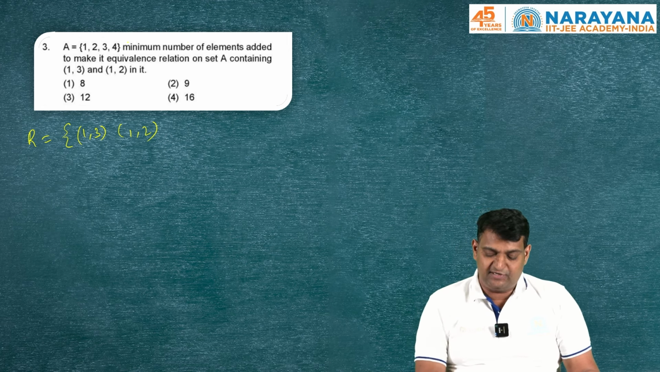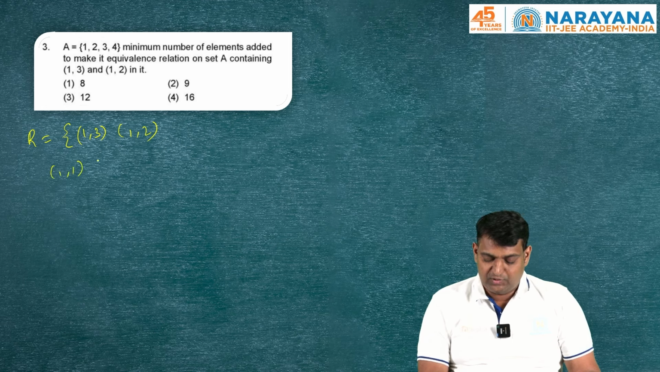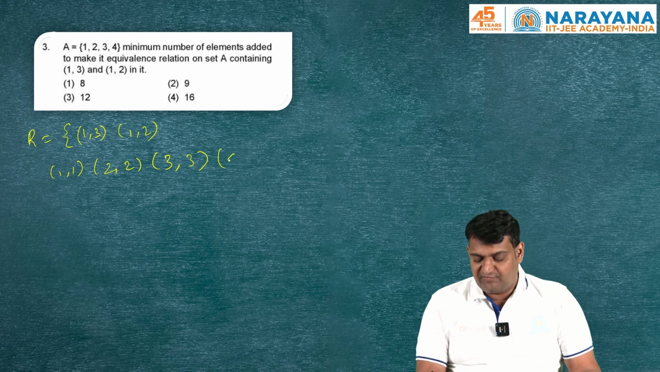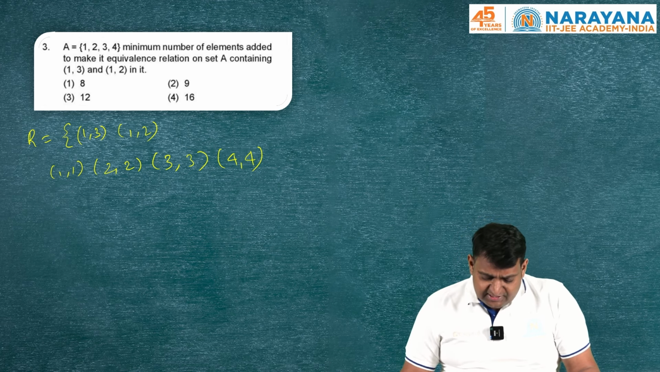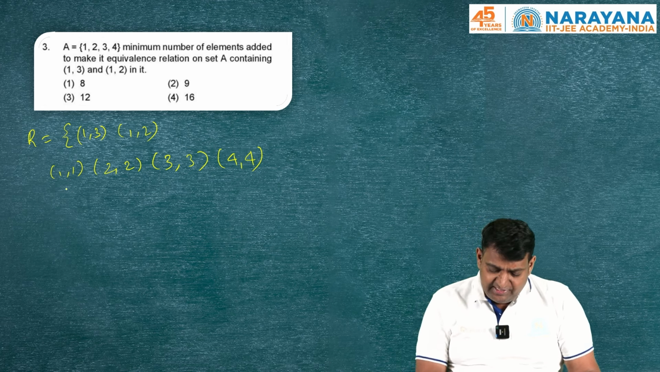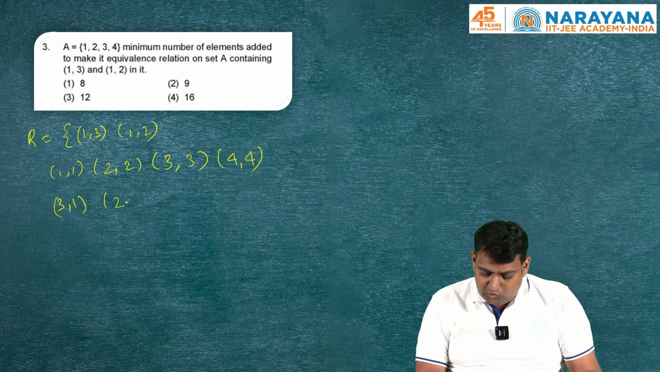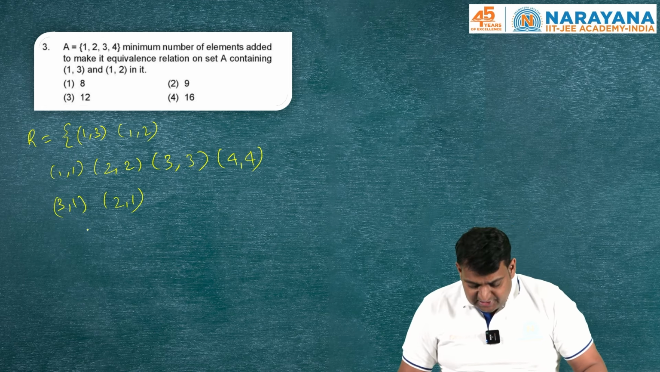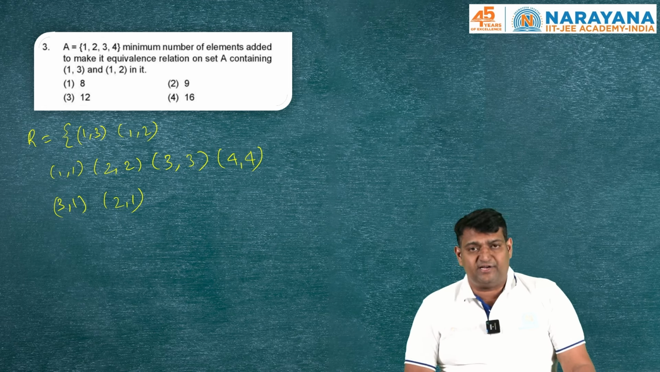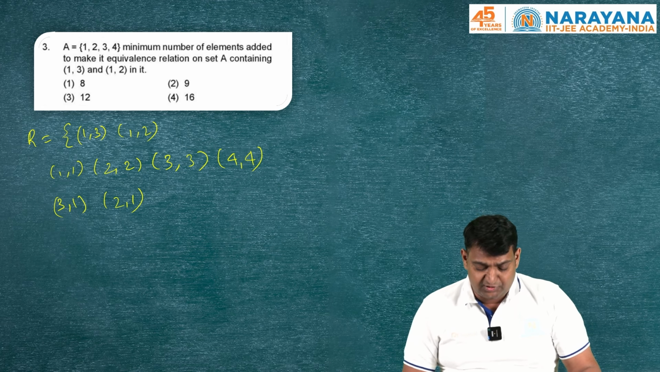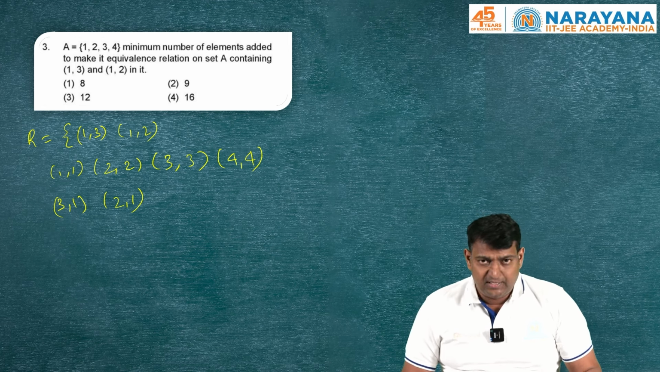So in A = {1, 2, 3, 4}, (1,1), (2,2), (3,3) and (4,4) must be there. Now it is reflexive. Now to make it symmetric, we have (1,3), so we need (3,1). We have (1,2), we need (2,1) to make it symmetric. So far you can just interchange a,b and b,a. Whenever (a,b) is there, (b,a) is there, you can just check it. So far it's a symmetric relation.